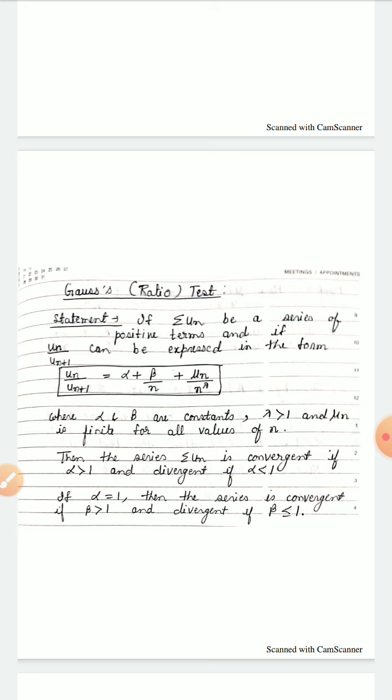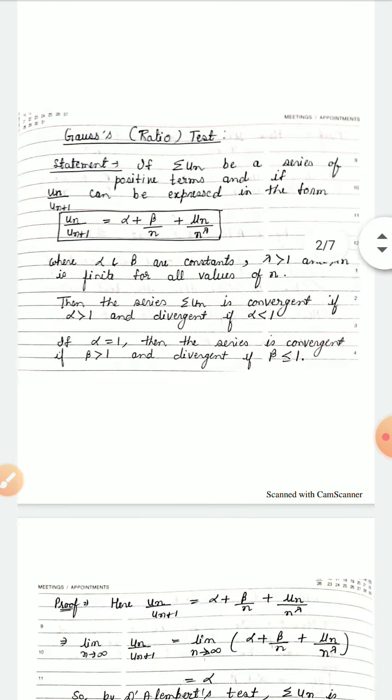Then the series summation un is convergent if alpha is greater than 1 and divergent if alpha is less than 1. And if alpha is equal to 1, then the series is convergent if beta is greater than 1 and divergent if beta is less than or equal to 1. So now come to the proof.